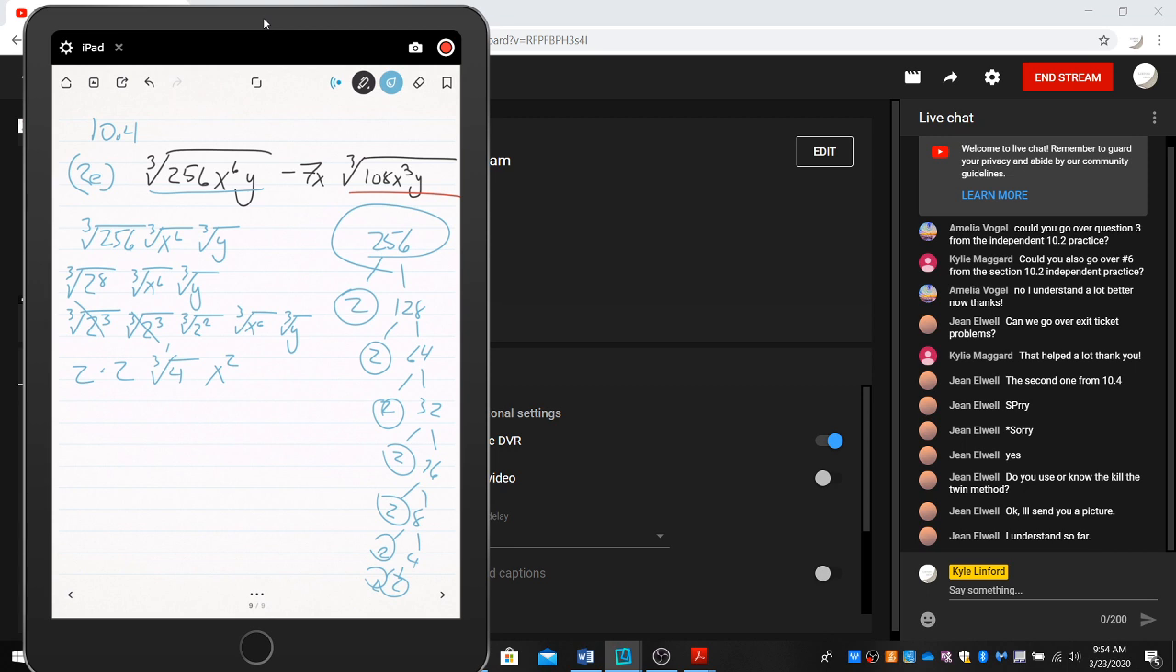Now, the cube root of y is our last one, and obviously that's not going to simplify down because we only have 1 y when we need 3. So our final answer for the first part should be 4 x squared, and then we have the cube root of 4y. That's really what we have for the first one. We simplified it down to get 4x squared cube root 4y.